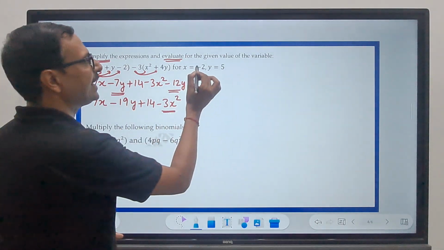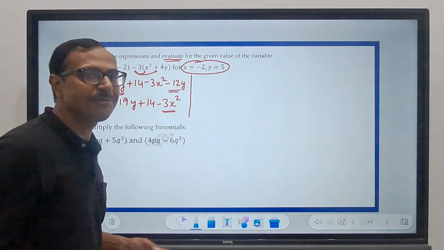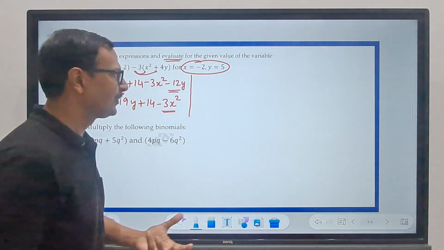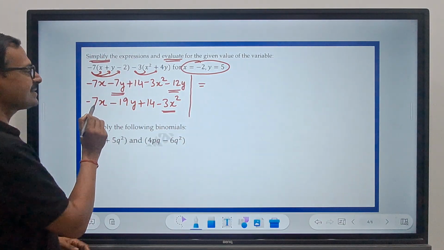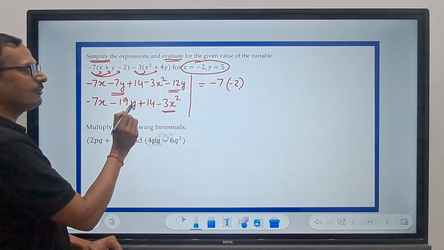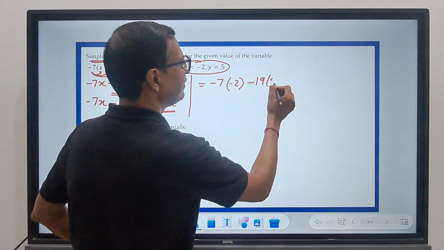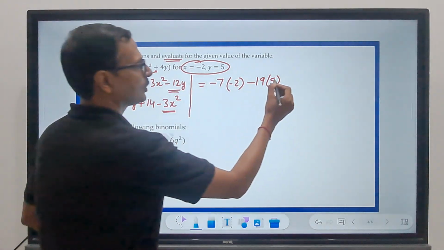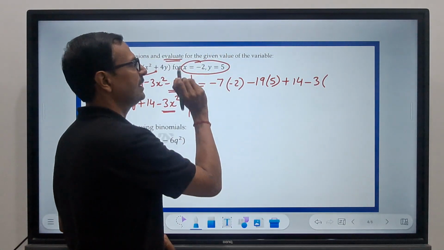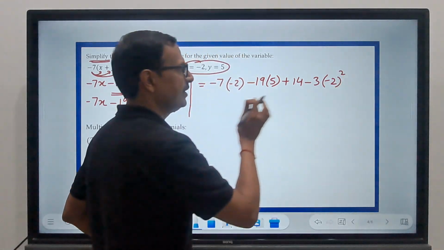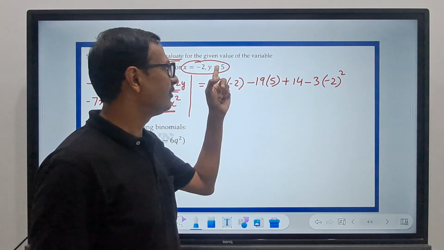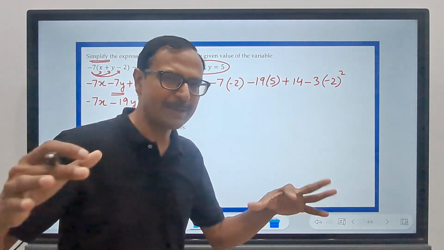Now he is asking us to put x equal to minus 2 and y equal to 5 and find the evaluated answer, the evaluation, find the value of. So what am I going to do? Minus 7x. So minus 7x, x is minus 2. Minus 19y. So minus 19y, y is 5. See? Plus 14. So nothing to be done there. And minus 3x square. So minus 3x is minus 2 square. See? Wherever I had an x, I put the value minus 2, and wherever I found y, I put it as 5. Now it's all about plus minus square, multiply, all those things, right?